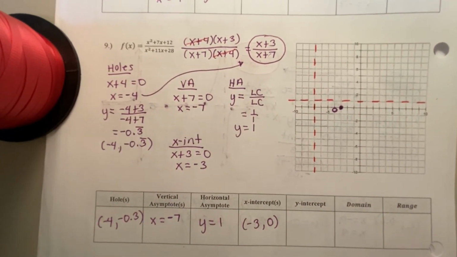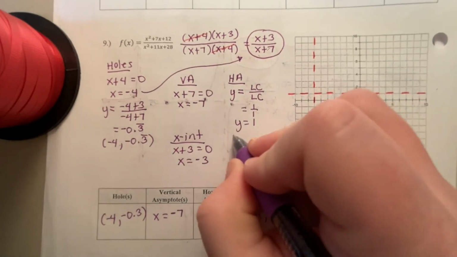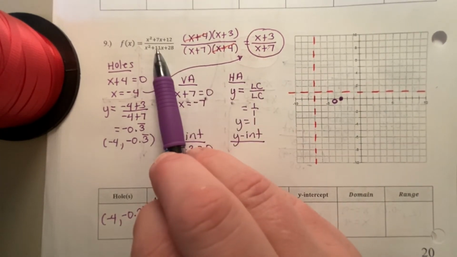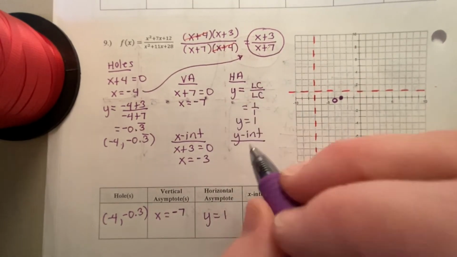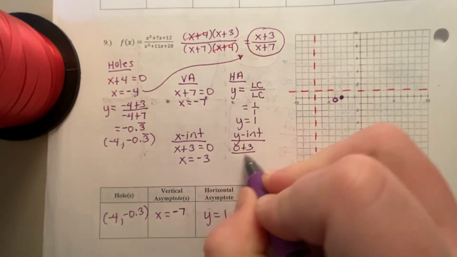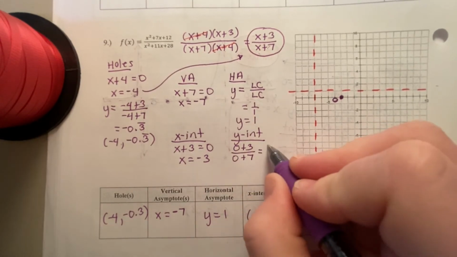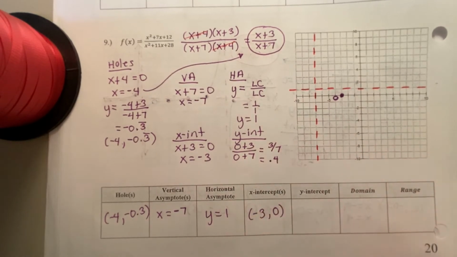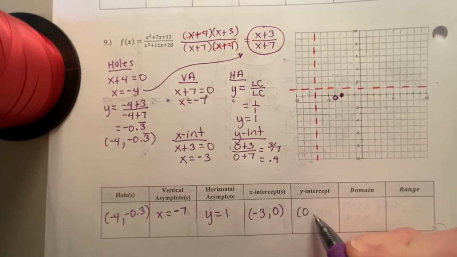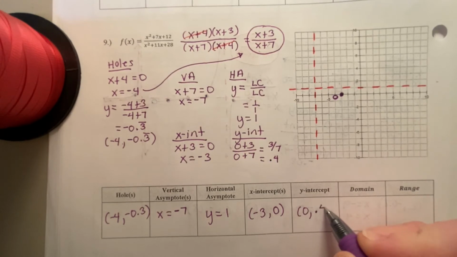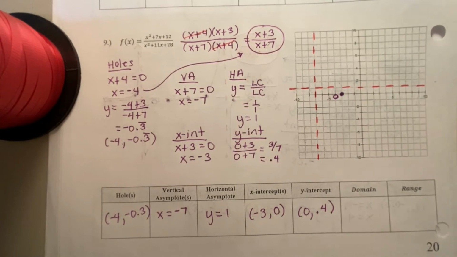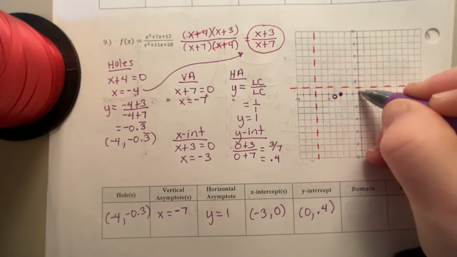The last thing is the y-intercept. For the y-intercept, I have to substitute 0 in for x. And I can use the original function, or I can use the simplified function. It doesn't really matter. So I would have 0 plus 3 over 0 plus 7, which is 3/7, or as a decimal would be 0.4. And the only reason why I'm looking at the decimal is because it's maybe easier for you to plot the point. So that is my y-intercept. So 0 and then up a little bit, almost halfway.